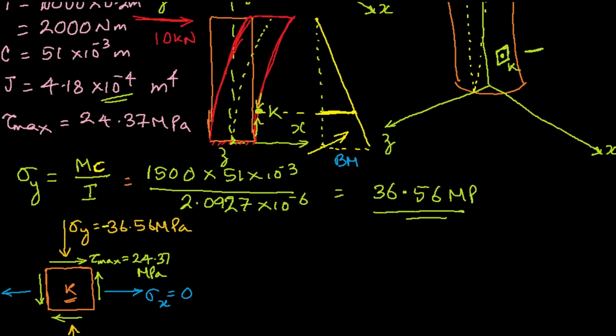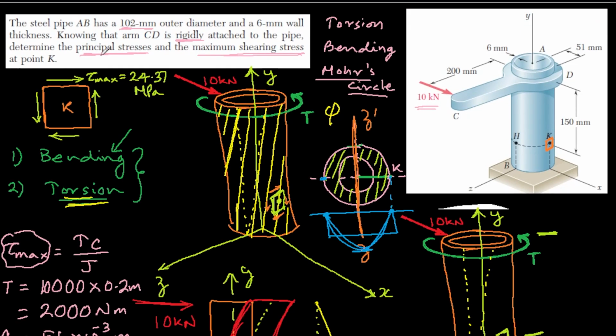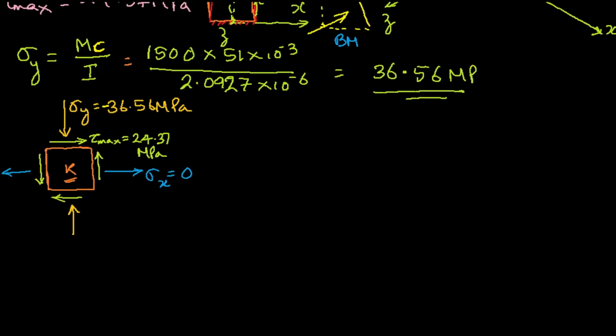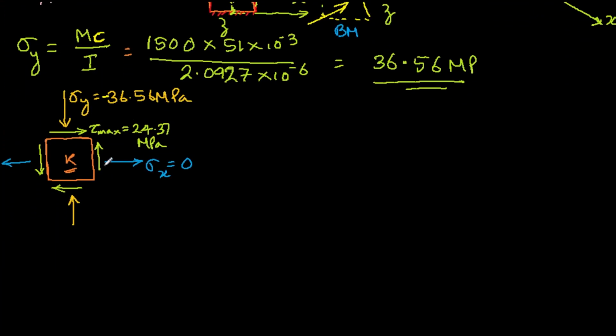Now we are asked to find out the principal stress and the maximum shearing stress, right? Once we know the complete state of stress at a point, we know how to evaluate the principal stress and the maximum shear stress. Let's try to draw the Mohr circle and then use the formula using the Mohr circle to evaluate them. Say suppose this is my axis.